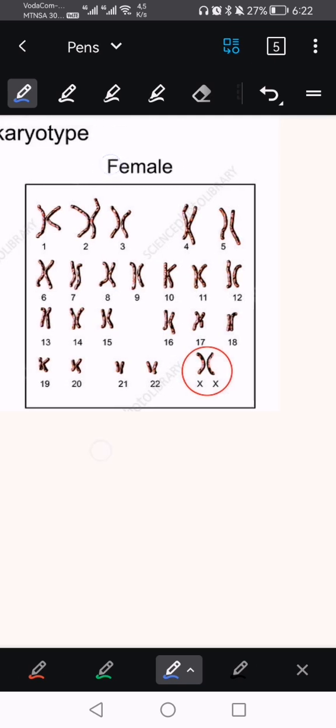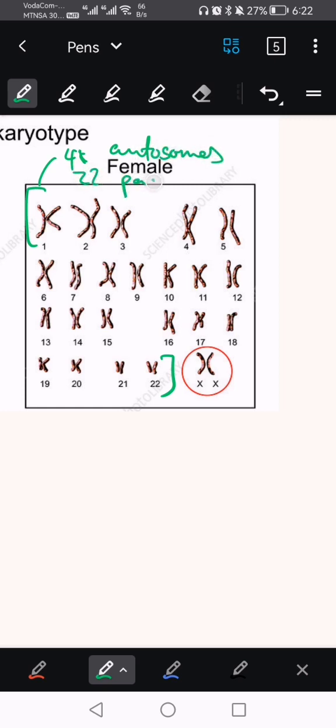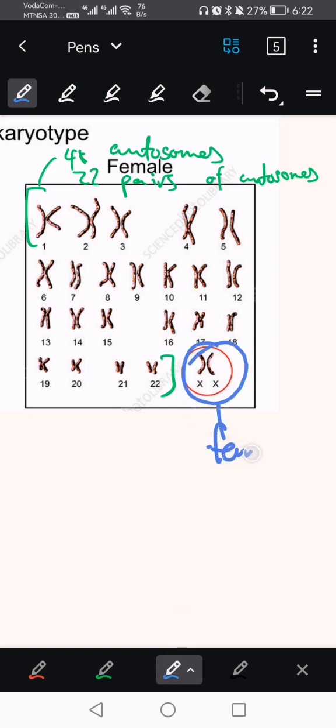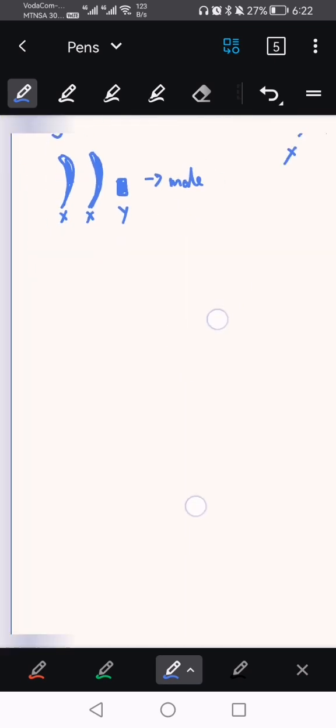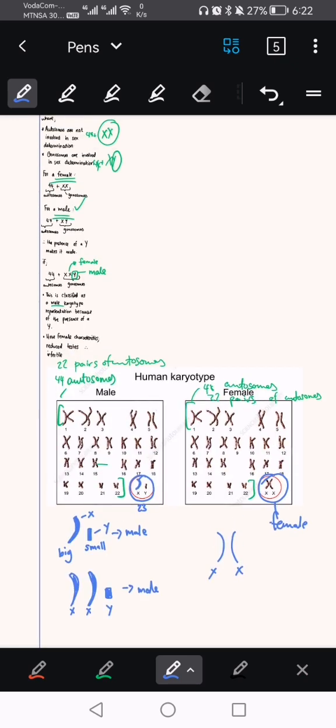Then a female looks similar. Up until there, it looks the same. You will have 44 autosomes, or 22 pairs of autosomes, and this XX here tells us what? It's a female. Remember, we can see that there are two big ones. That is XX, and that tells us that this is a female.